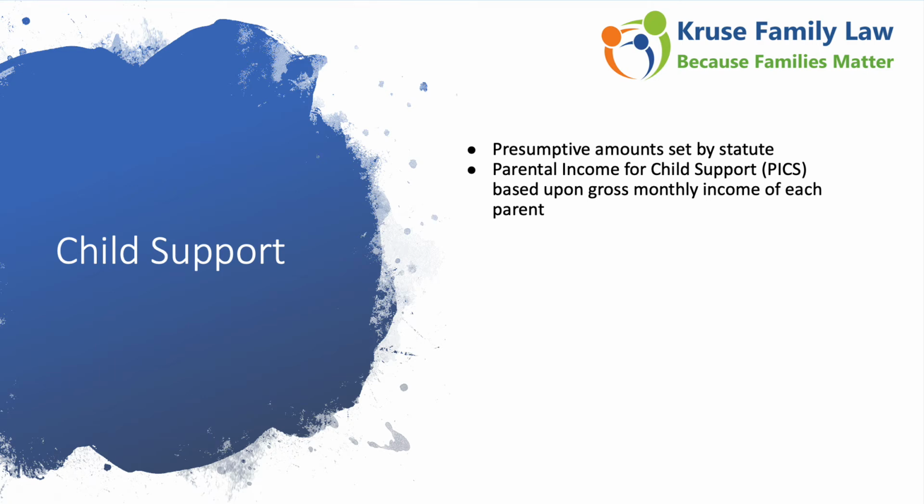When you calculate child support, you're going to calculate the PICS number. That's parental income for child support, and it's based on the gross income of you and of your spouse. So, for example, if you made $40,000 a year gross, your spouse makes $60,000, the total is $100,000. Your percentage, your PICS, is 40%, and your spouse's is 60%.